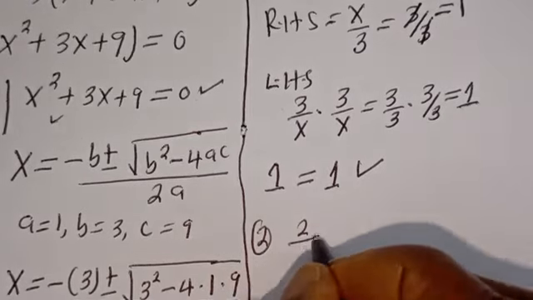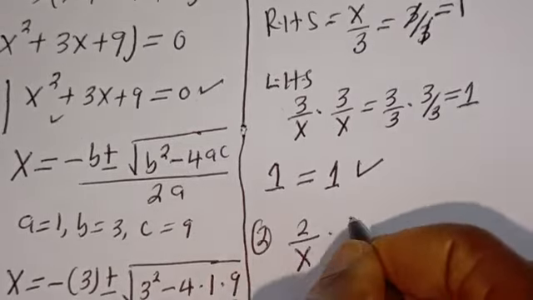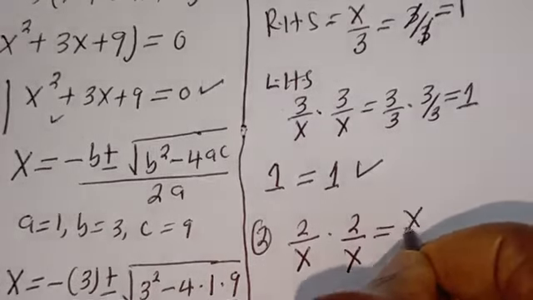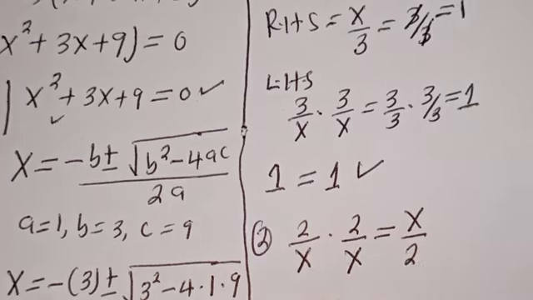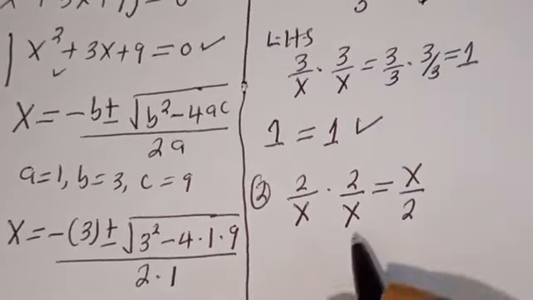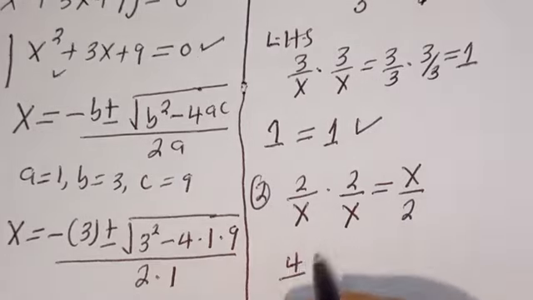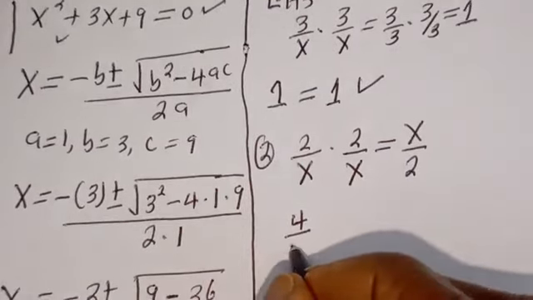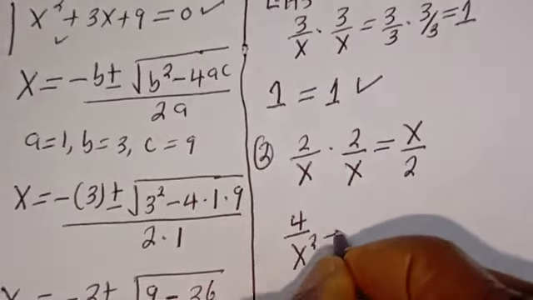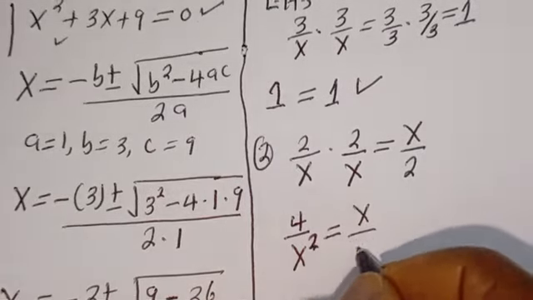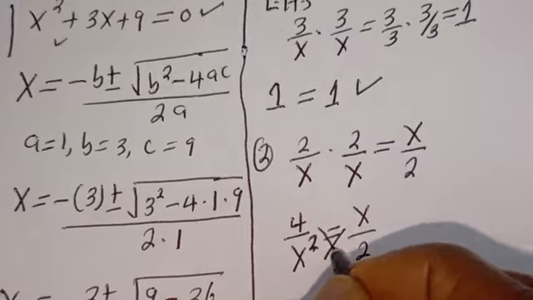2 divided by s multiplied by 2 divided by s is equal to s divided by 2. Let's try this. Now from here we have 2 times 2, that is 4 divided by s times s. This is s square is equal to s divided by 2. We can cross multiply from here.